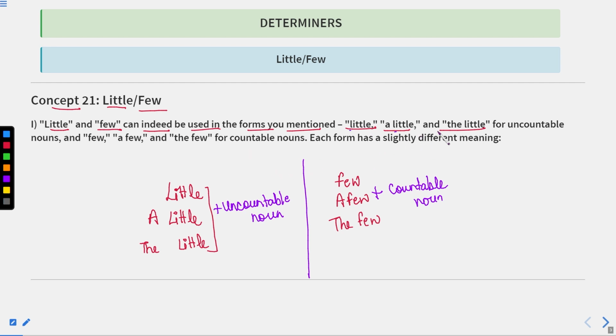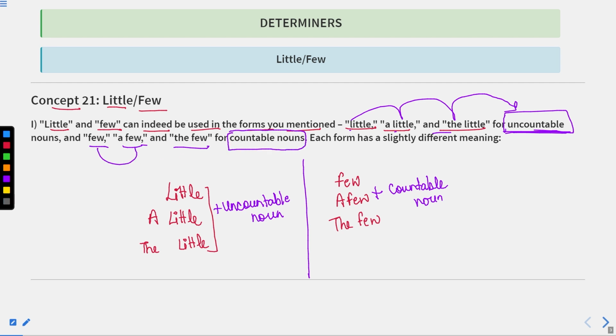So little, a little, the little for uncountable nouns. You can see over here, this is clearly written that little, a little, and the little we are using for uncountable nouns, whereas few, a few, and the few, they are used for countable nouns.